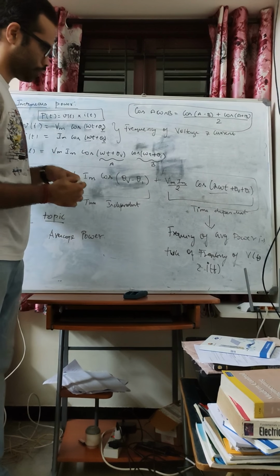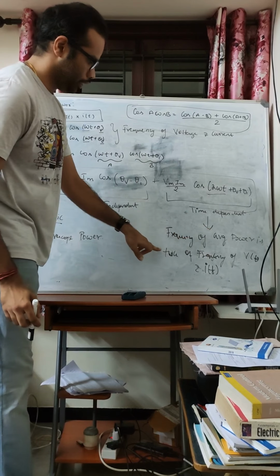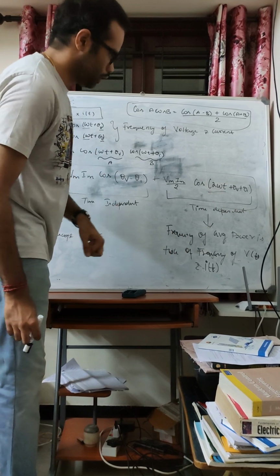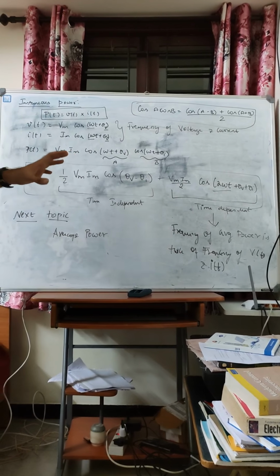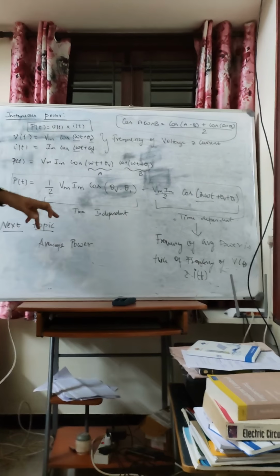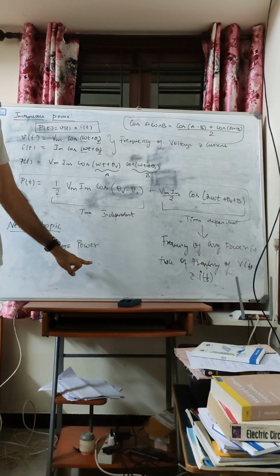So that I have mentioned over here: the frequency of the power is twice the frequency of the voltage and the current. So this is the concept of instantaneous power. The next topic we will be covering is the average power.